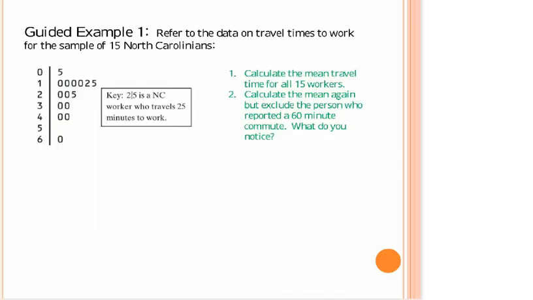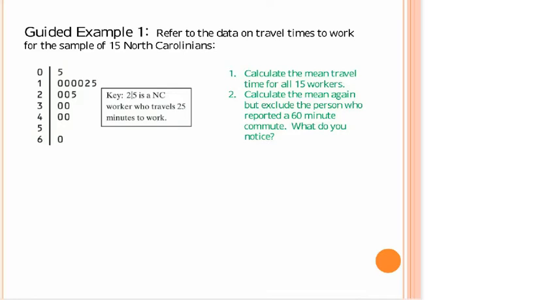All right, so here is a guided example. Here's some data on travel times to work from a sample of 15 North Carolinians. It's already in a nice, handy-dandy stem and leaf plot, and we're going to do two things. First we're going to calculate the mean travel time for all 15 workers, and then we're going to calculate the mean again, but we're going to take out the person who went 60, because 60 kind of doesn't seem to fit. That might technically be an outlier. We're not sure yet.